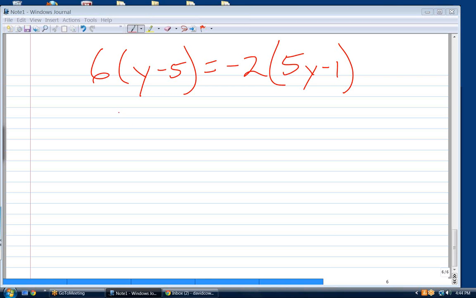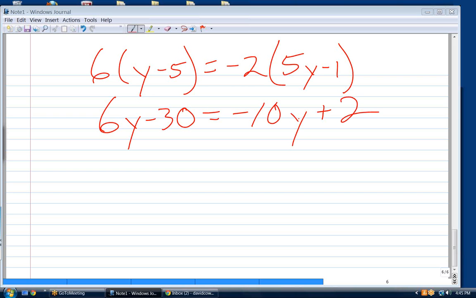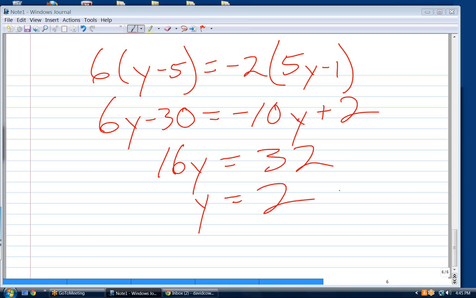Well, you've got to distribute first. Okay. You get 5y - 30 = -10y + 2. So then you distribute, and if you want to keep it positive, you add 30 and then 10y. Okay. So you get 16y = 32. Divide by 16, and then you get y = 2. I think you've got these linear equations down pretty good.